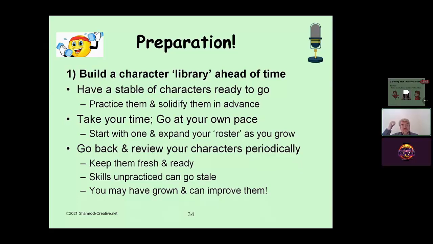If you're not comfortable just jumping in with a whole bunch of them, just start with one. That's okay. As you progress and as you get better, you can add more voices. And also, I recommend going back to practice them. I was doing an Irish voice for a long time and got away from it, picking up other voices, and when I went back to it, it wasn't as clear as it used to be. So I had to spend a little extra time polishing that up.